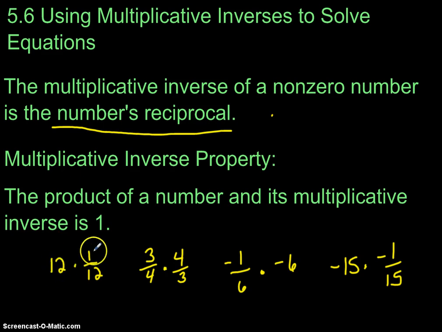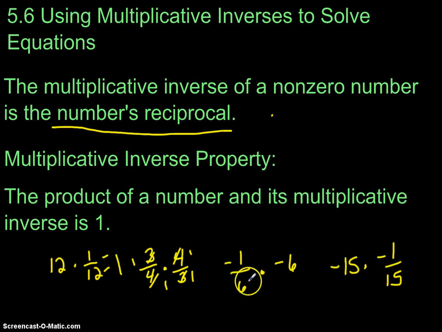12. If I write the reciprocal of 12, or the multiplicative inverse, it's 1 over 12. Well, 12 times 1 over 12 is equal to 1. 3/4 times 4/3. Again, if we cross out here, we get a bunch of 1s, wouldn't we? So 1 times 1 is 1. Again, -1/6 times -6, I multiply those together, I get 1. -15 times -1 over 15, I multiply those together, I get 1.